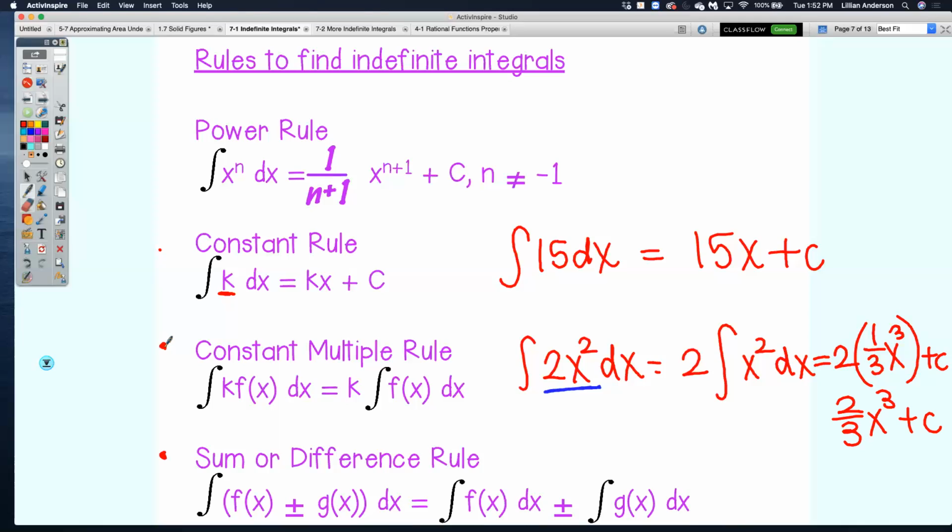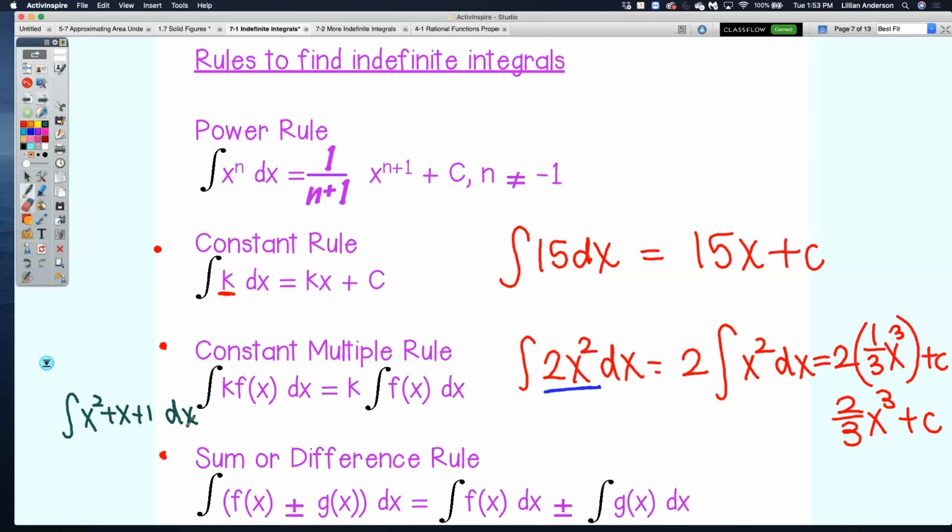Lastly, of your simple, basic, straightforward rules of indefinite integrals, you have your sum or difference rule. That's basically saying that if you have multiple functions that are connected by an addition symbol or a subtraction symbol, you can essentially just take the antiderivative of each individual function. So an example of that would be if you have the antiderivative of x squared plus x plus 1 dx.